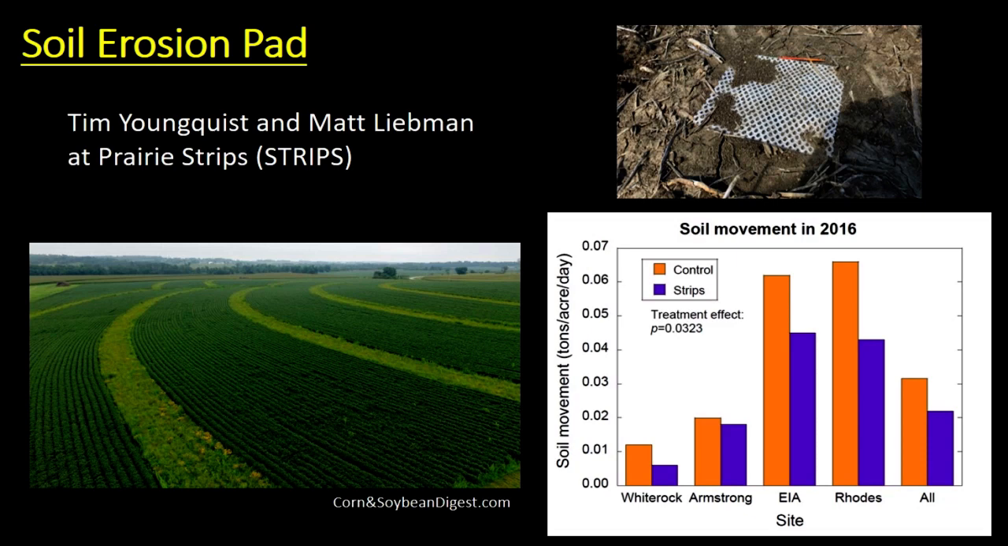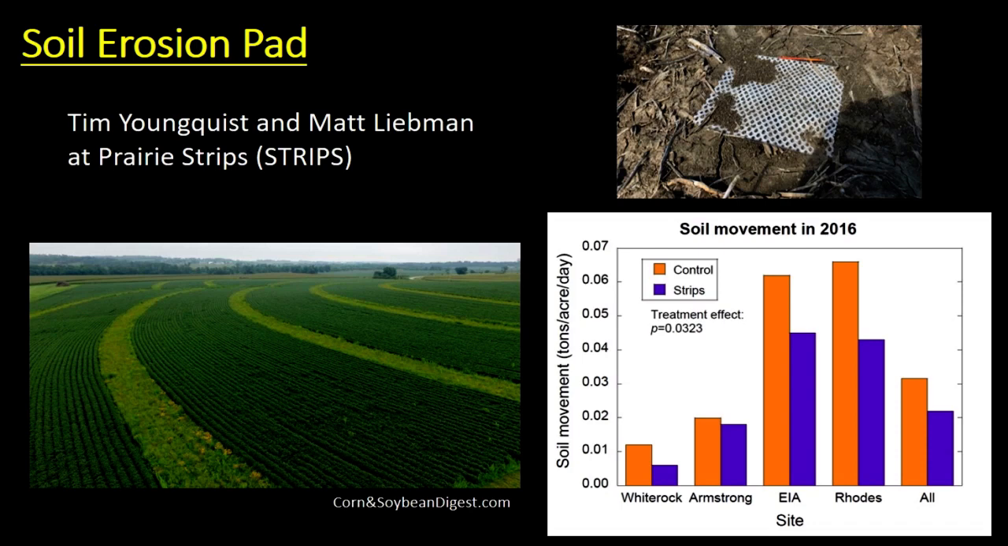And the data I'm showing down here, these are 5 different prairie strip sites. And they have the control, and this is how much soil movement in tons per acre per day. And then the treatment, or the paired farm or watershed that had these contour prairie strips to prevent sheet erosion.